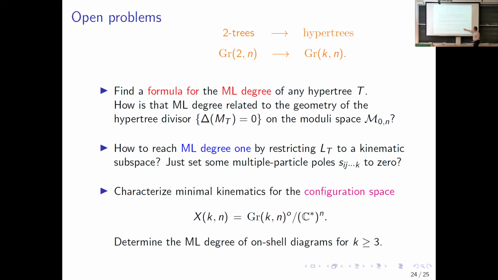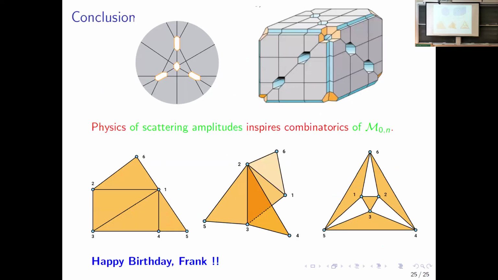And then, of course, M0n in general, we have this moduli space of n labeled points in projective K-1 space. And it would be very interesting to study this and to develop this more generally. So the conclusion is that the physics of scattering amplitudes inspires the combinatorics of M0n. All I have left to say: happy birthday, Frank.